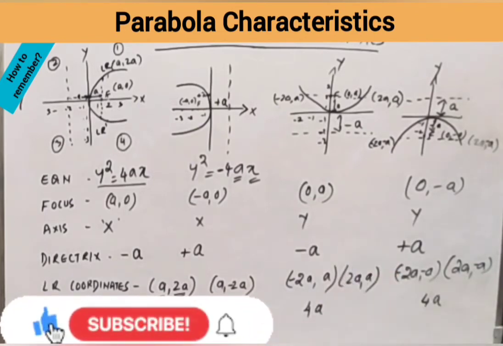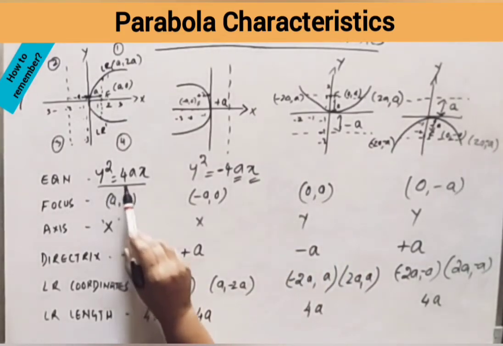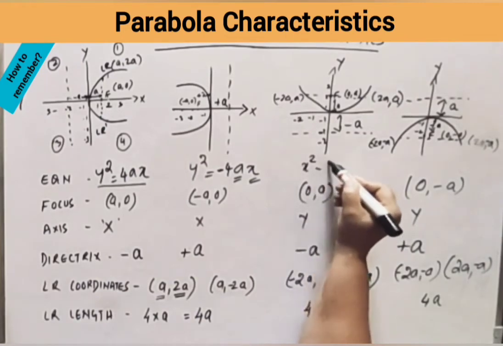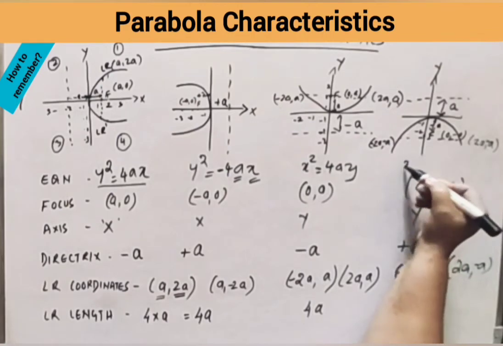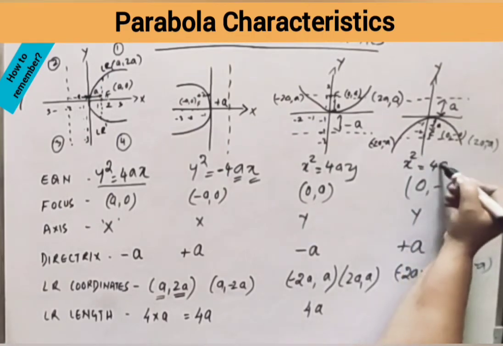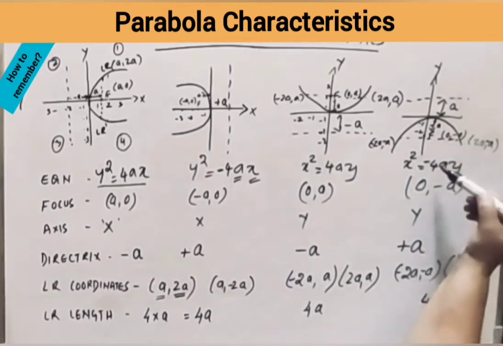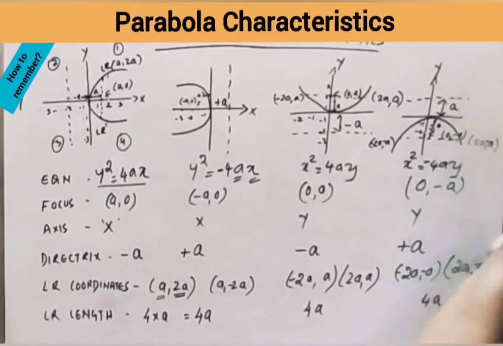Now, coming to the equation. The technique here is, take the first equation, which is y square is equal to 4ax, and swap x and y. So, we get x square is equal to 4ay. And for the fourth type, it's the same thing, but there will be a negative here because we have negative a here, minus a, and it's on the y-axis. So, this is how we can try to remember the parabola characteristics.